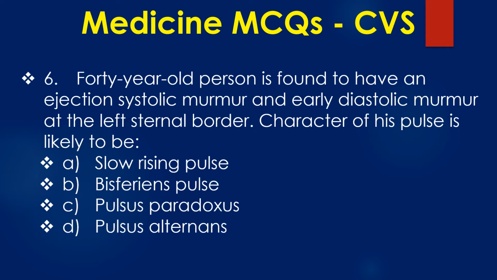A 40-year-old person is found to have an ejection systolic murmur and an early diastolic murmur at the left sternal border. Character of his pulse is likely to be A.